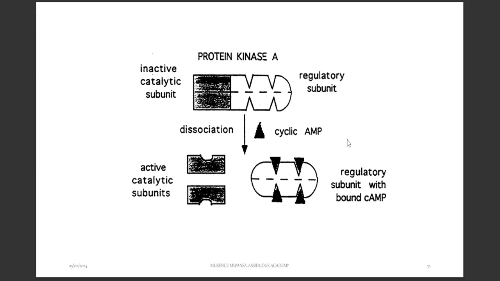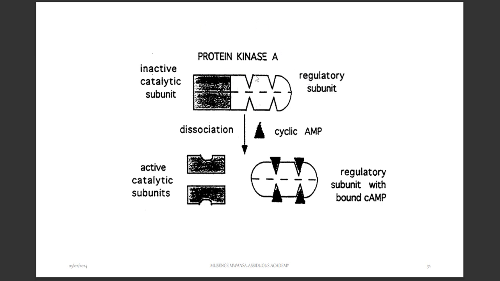Okay, another thing we need to understand is the attachment of the inhibitory subunit. An example we use is protein kinase A. You will understand protein kinase A very well as we go on with the course. So protein kinase A has the catalytic subunit. The catalytic subunit is where the substrate is supposed to attach, but in this case it is inactive. It also has this region which is known as the regulatory subunit.